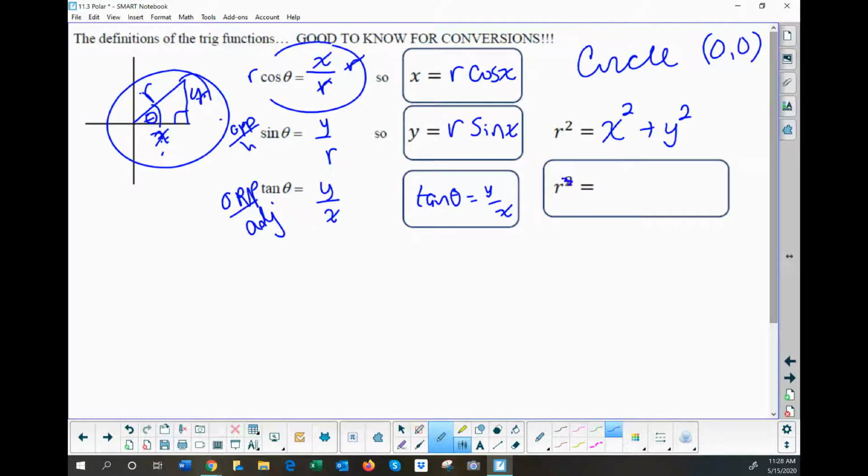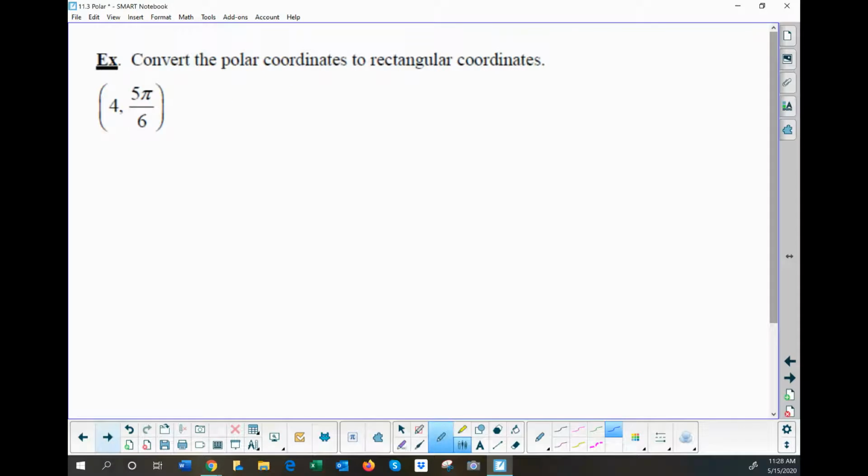This one here, let's knock down to just r, and we're going to go with the positive r being the square root of x squared plus y squared. So those are just some conversions that are nice to know. And here we go. Let's convert the polar coordinates to rectangular coordinates.